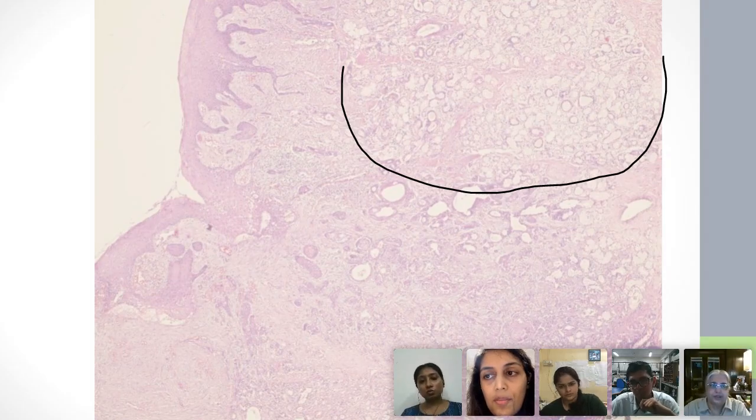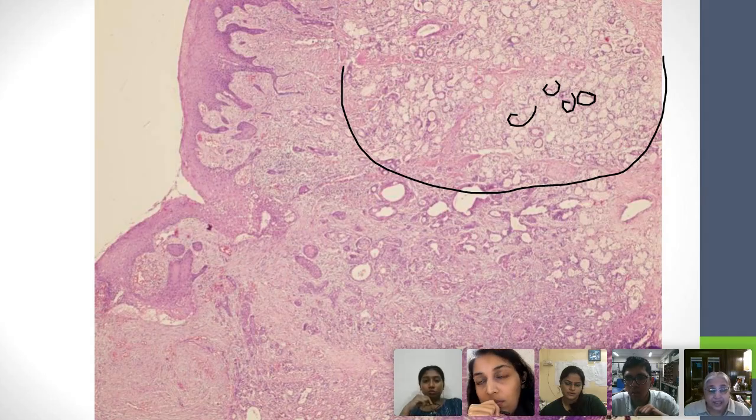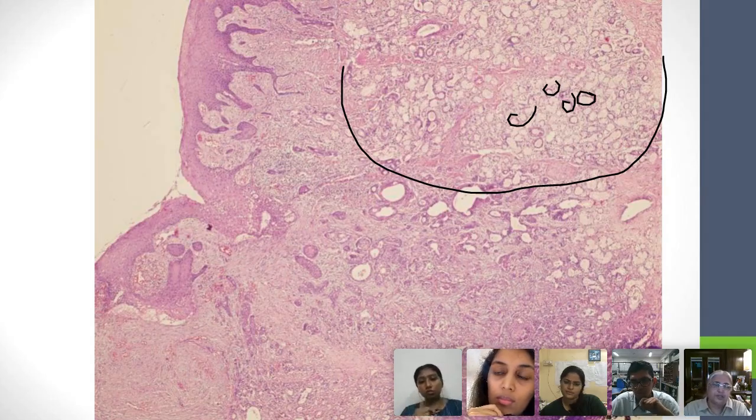What do you think this is? What are all these little rounded structures? Can you see them? Yes, these are the ducts. They are ducts. Wonderful. And what are the acini over here, the glandular part of this thing? Mucinous. Mucinous.